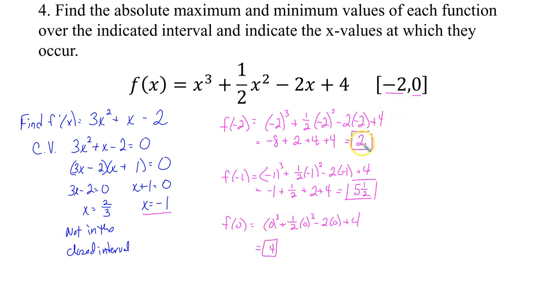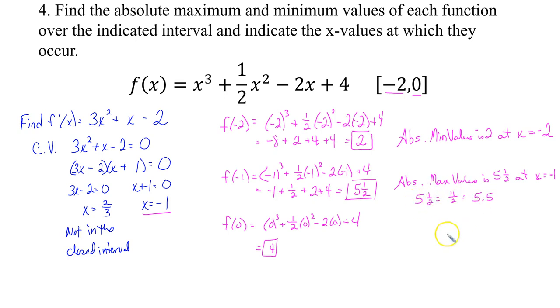So notice that my absolute minimum does not have to be negative. So we say that the absolute minimum value is 2, and it occurs at x is equal to -2, and the absolute maximum value is 5.5, and it occurs at x is equal to -1. If they want this as a decimal, you can write this as 5.5, or you can write it as an improper fraction. So 5.5 is the same thing as 11/2, 2 times 5 plus 1. You just kind of have to read the directions. Okay? All right, moving on to the next question.